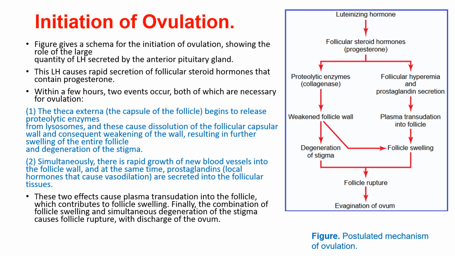Initiation of ovulation. The figure gives a schema for the initiation of ovulation, showing the role of the large quantity of LH secreted by the anterior pituitary gland. This LH causes rapid secretion of follicular steroid hormones that contain progesterone. Within a few hours, 2 events occur, both of which are necessary for ovulation.